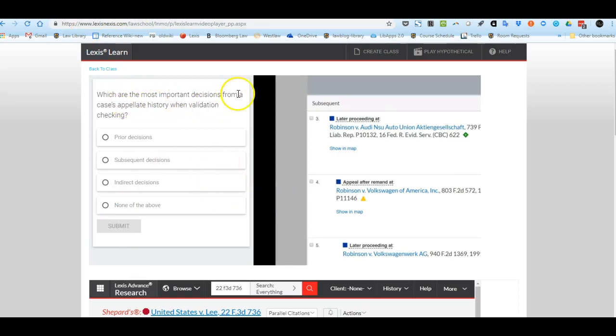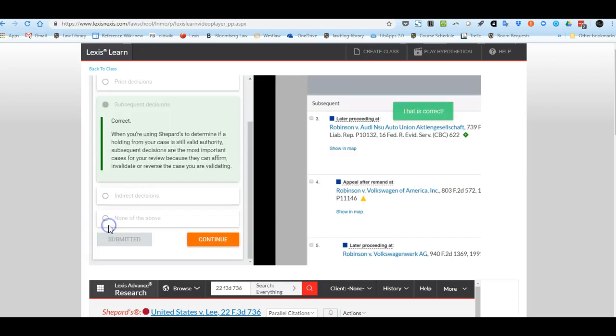So which are the most important decisions from a case's appellate history when validation checking? We've got prior decisions, subsequent decisions, indirect decisions, none of the above. So who votes for prior decisions? None. How about subsequent decisions? Everybody. Anybody go for indirect? None of the above? So let's take a look at subsequent.